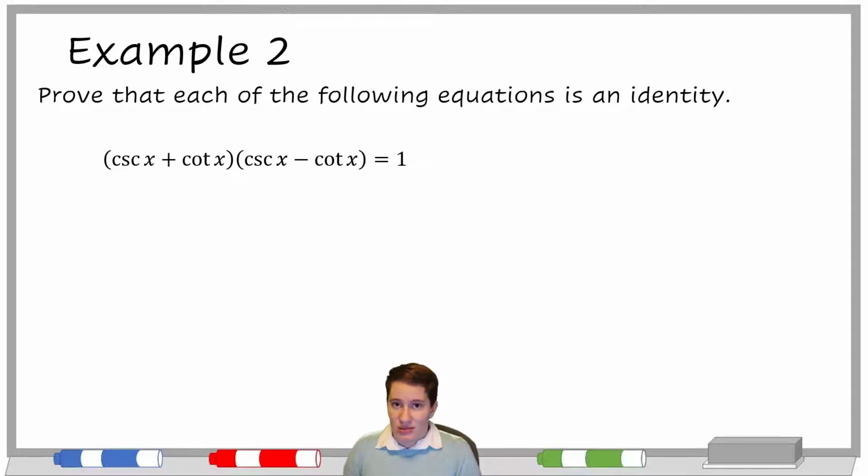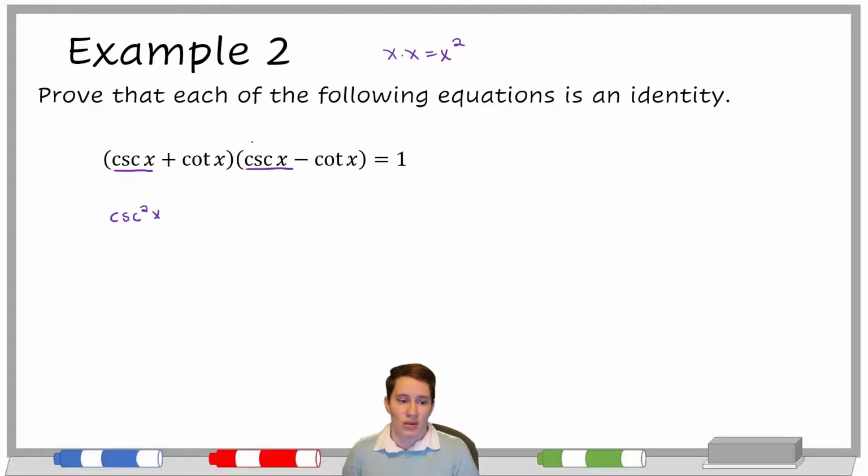And if it's been a while since you've FOILed, I get it. What we're going to do is first times first. So cosecant x times cosecant x. That's the same as when we have x times x and get x squared. But instead of having x times x, we have cosecant times cosecant. So we get cosecant squared.